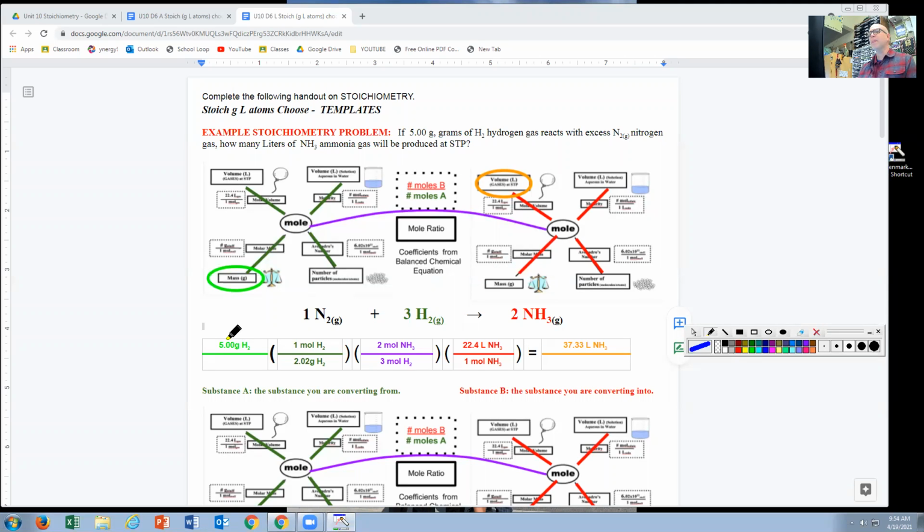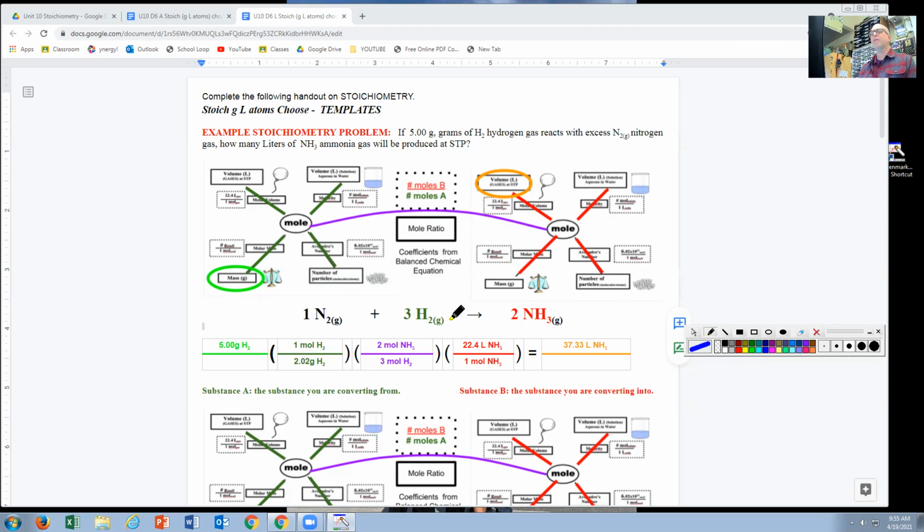Now you can see how this example is color coded. You can see that this green matches with that green, and then this green with this green, the purple with the purple, the red with the red, and then the orange with the orange. Now, ladies and gentlemen, I'm going to walk you through that process.